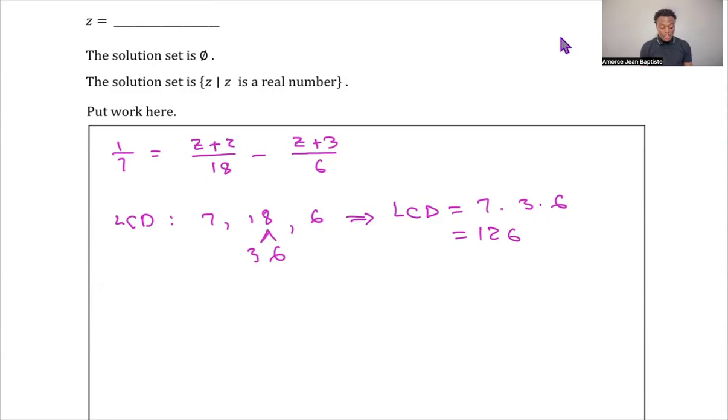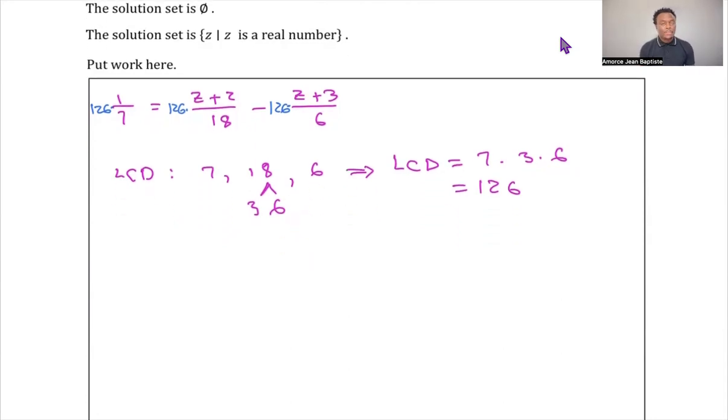Then what do you do with the least common denominator? Obviously, we're going to multiply each fraction by this LCD. So I multiply by 126 here, multiply by 126 here, and multiply by 126 over here as well. So that will allow me to clear the fractions and move on with a most simplified equation.